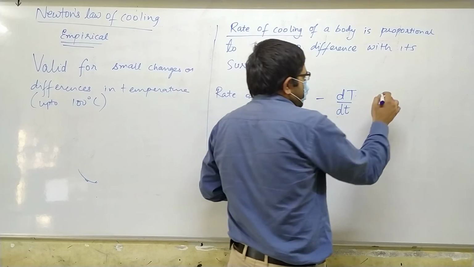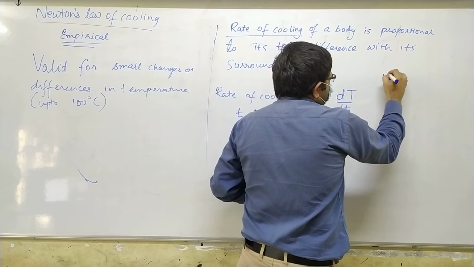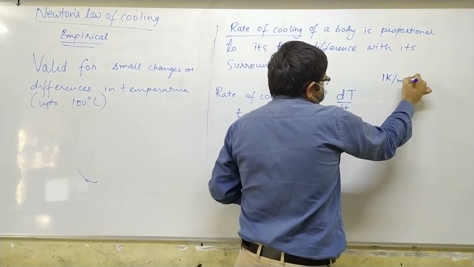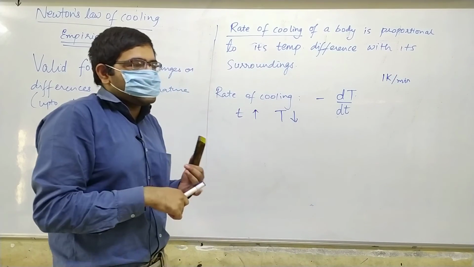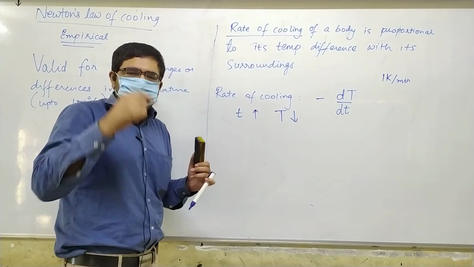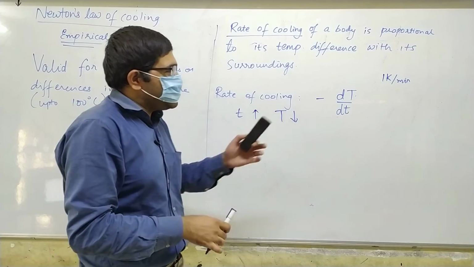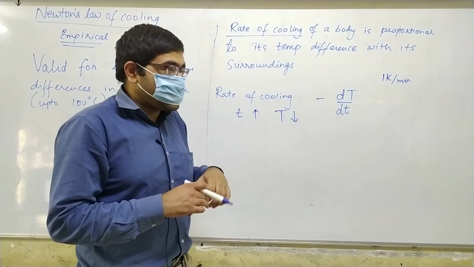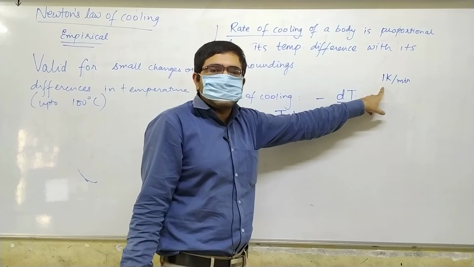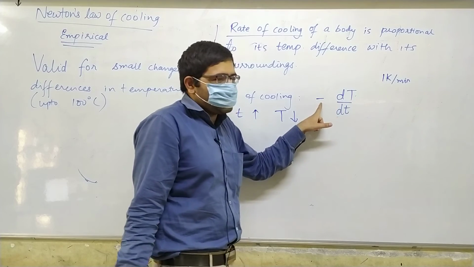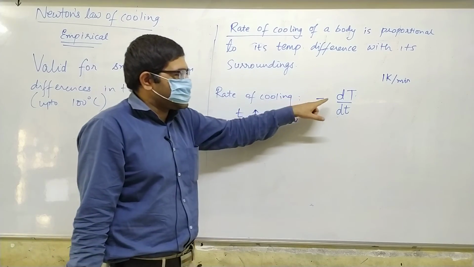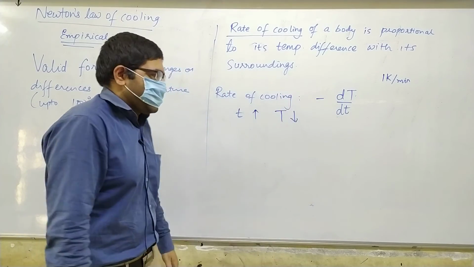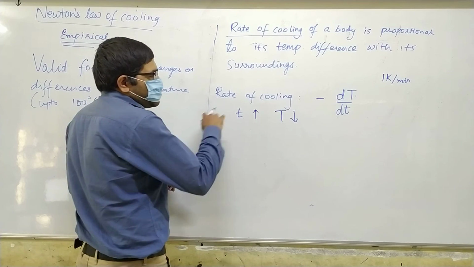For example, someone says the rate of cooling is, let's say, 1 Kelvin per minute. What that means is every 1 minute the temperature will decrease by 1 Kelvin. See, I said the word decrease. Decrease by 1 Kelvin, and that's what this minus is indicating, that the temperature is decreasing with time. Nevertheless, that's about rate of cooling.